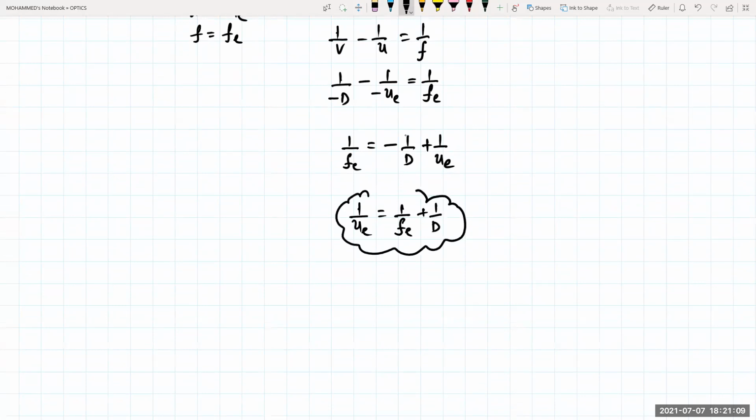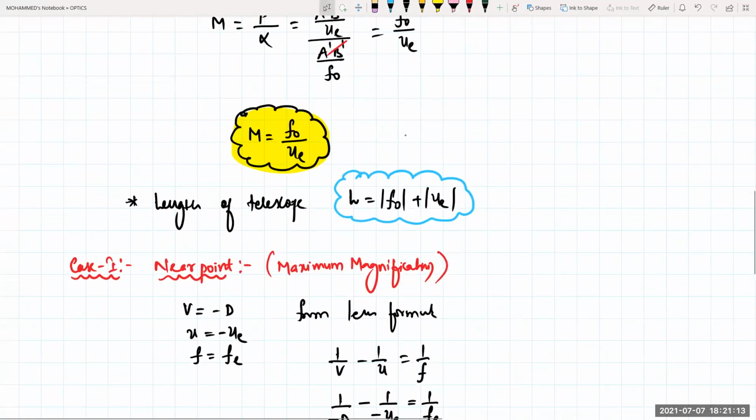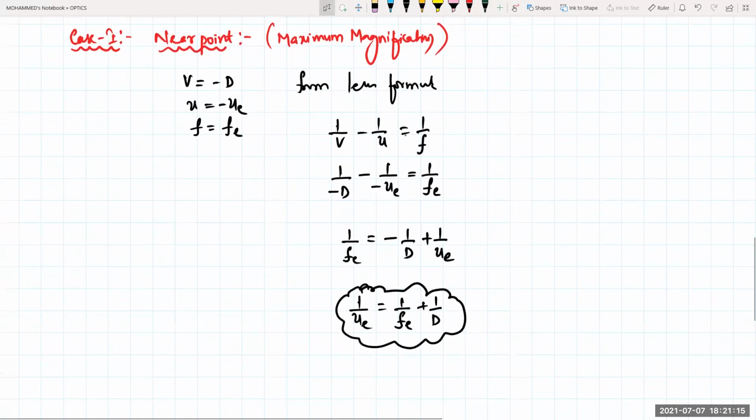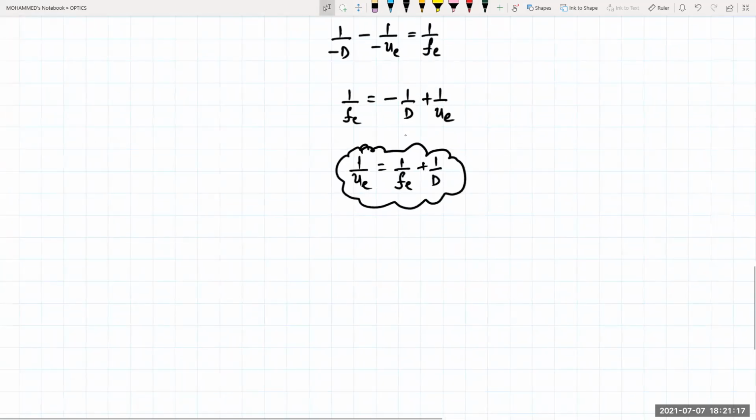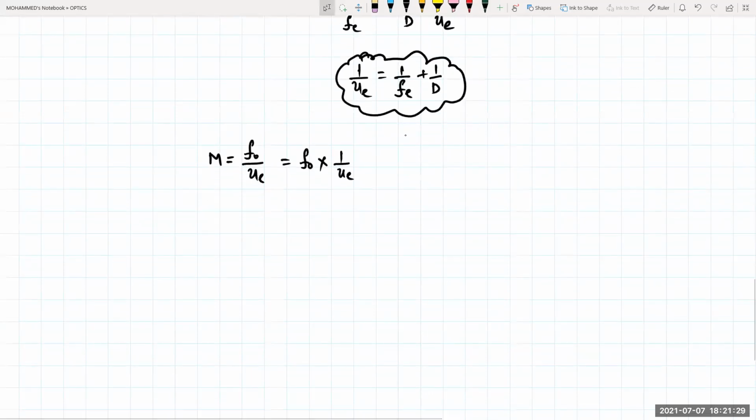Now magnification we already know. M is equal to F naught divided by UE. So this is nothing but F naught into 1 by UE only. So the 1 by UE value I can write here right now. So M is equal to F naught into 1 by FE plus 1 by capital D.